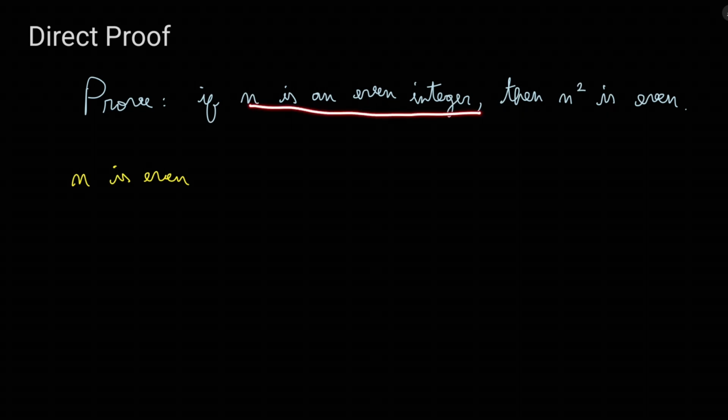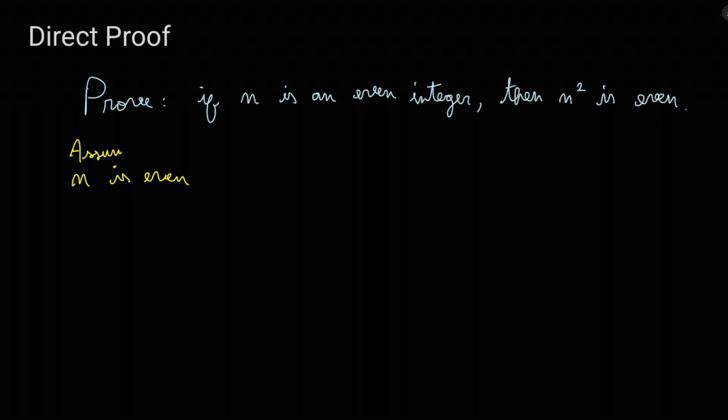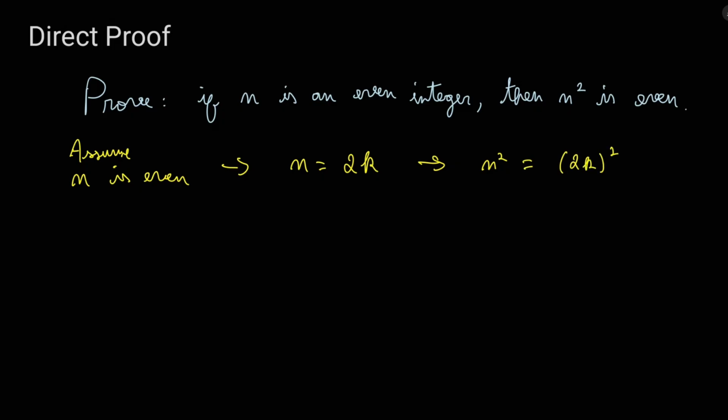N is an even integer. So we are assuming it, right? We're assuming n is even. Since n is even, we can write it as 2 times k, k being some integer, because every even integer is a multiple of 2. And if n equals 2k, then n squared equals (2k) squared, which equals 4k squared. And this is also an even integer.